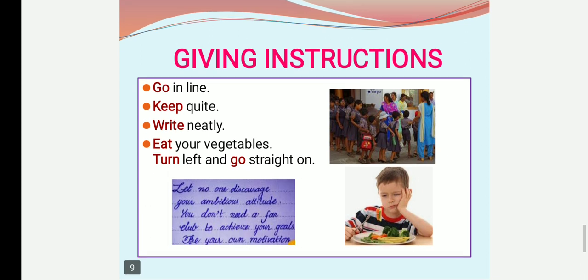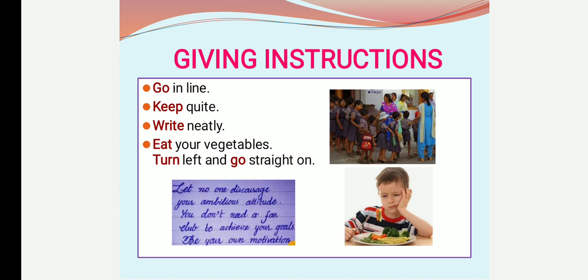Next, we use simple present tense to give instructions. Simply the imperative sentence. With imperative sentences we give a command or request, and we use the V1 form of the verb, that means the present form of the verb. So giving instructions comes under simple present tense. Go in line. When you are in school, your teachers advise you to go in line, to keep quiet in the class, maintain silence in the library, to eat your vegetables. So these are the instructions. They may be given by your parents or by your teacher. All those things come under simple present tense.